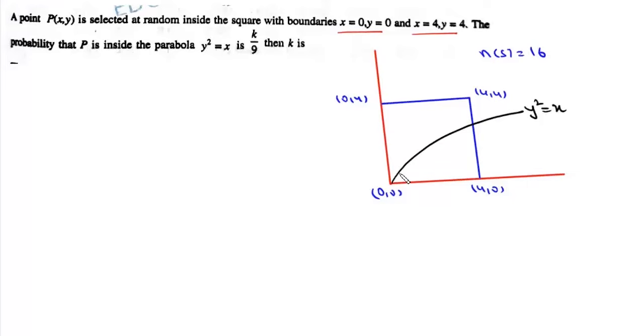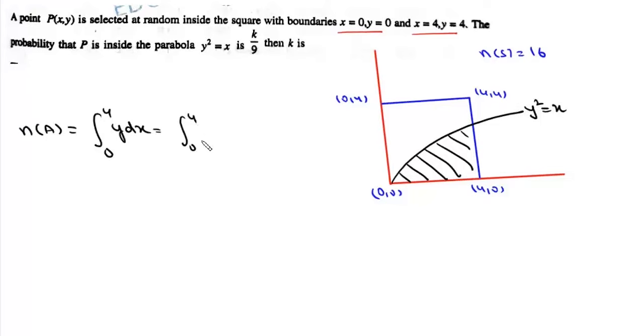y square equals x, and we have to find the probability that this point lies in this area. So the number of elements in this set is equivalent to the area of this curve from 0 to 4. So we can write this as the integral from 0 to 4 of y dx, which is the integral from 0 to 4 of under root x dx. So it will be x to the power 3 by 2 times 2 by 3 from 0 to 4. Now this is 2 cube, so it will be 16 by 3.